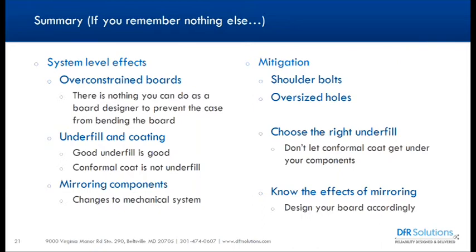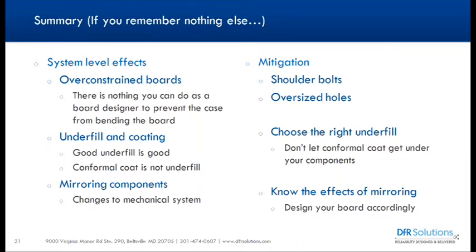The problem is that sometimes we use the wrong underfill. So remember that good underfill is good and conformal coating is not underfill. If you have thick conformal coating, try to not let it get under your components. If you're in automotive, aviation, any kind of high reliability environment, especially highly regulated industries, you might want to mask out your BGAs and QFNs and not let any conformal coat anywhere around them at all. Just don't conformally coat them at all, or just underfill them and then conformally coat them.